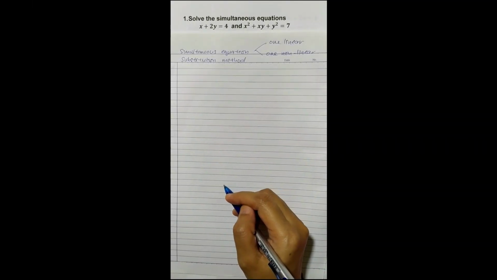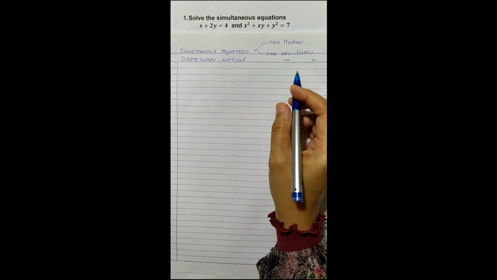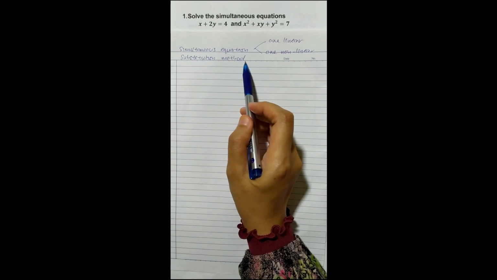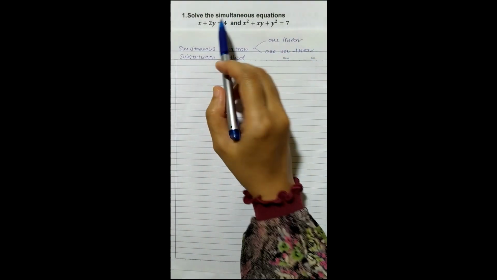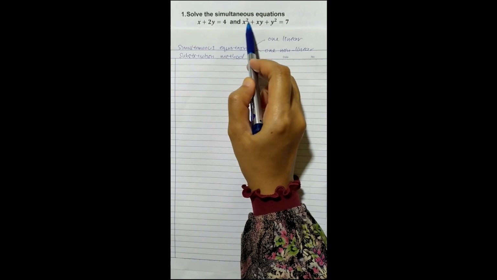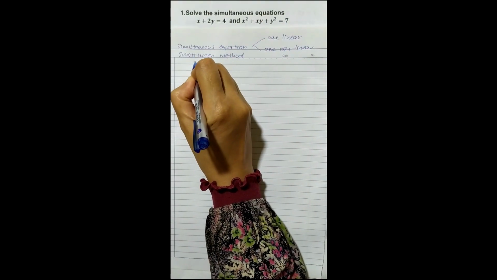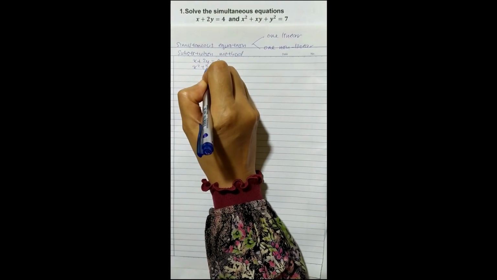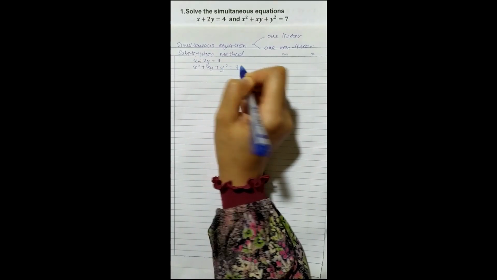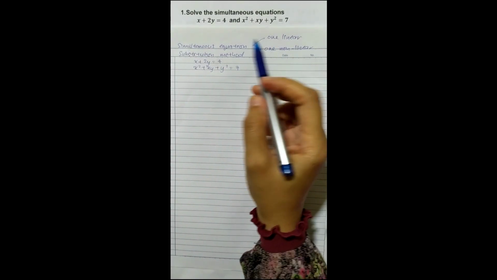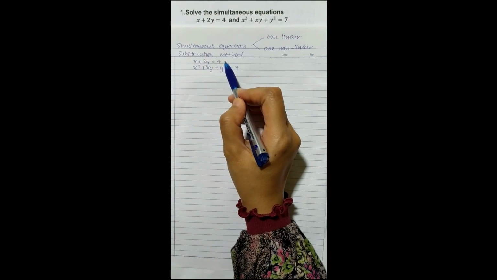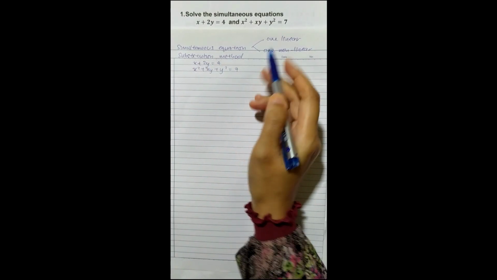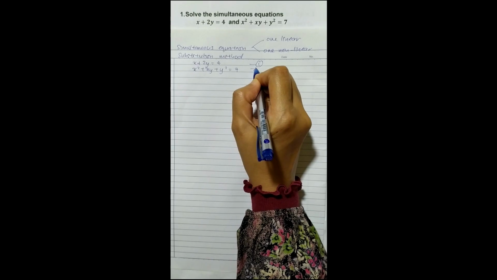Now I'm going to show you how to solve simultaneous equations of one linear and one nonlinear equation by using the substitution method. Let's say this is the question. Solve the simultaneous equations x plus 2y equals 4 and x squared plus xy plus y squared equals 7. You can see here, this is the linear equation because the power of the variables is 1, and the second one is the nonlinear equation.